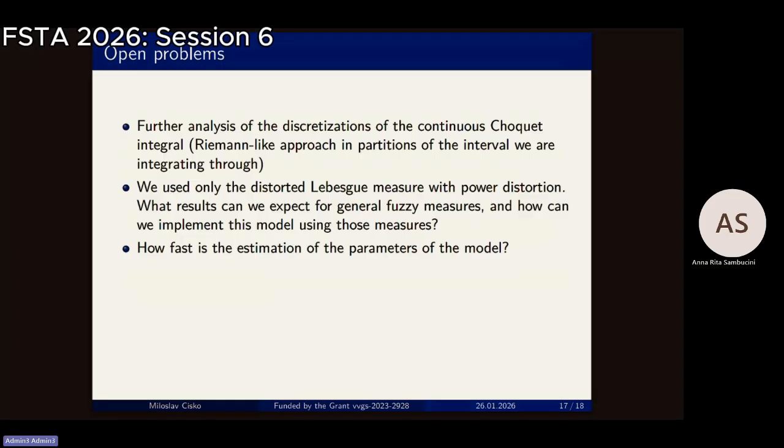So what is open now? We want to further analyze the discretization of the continuous Lebesgue Choquet integral because it is what we are doing here. So some Riemann-like approach with partitions of the interval, because we took the continuous integral and we want to write it in Python. So we need some kind of discretization. And we used only distorted Lebesgue measure with power distortions. What could happen if we use general fuzzy measures or other distortions, and how could that be implemented in Python?